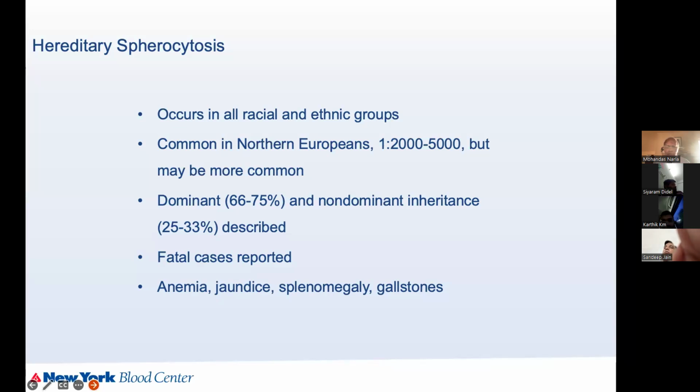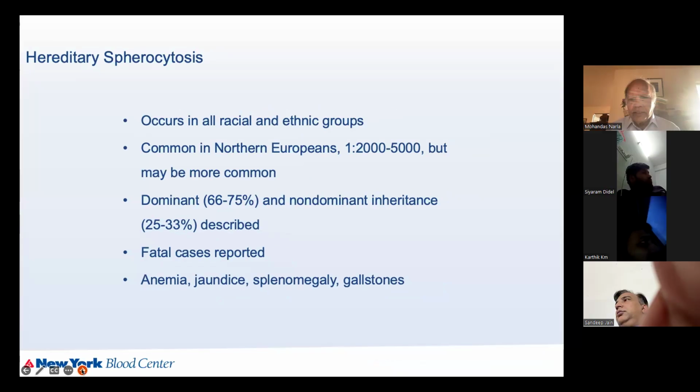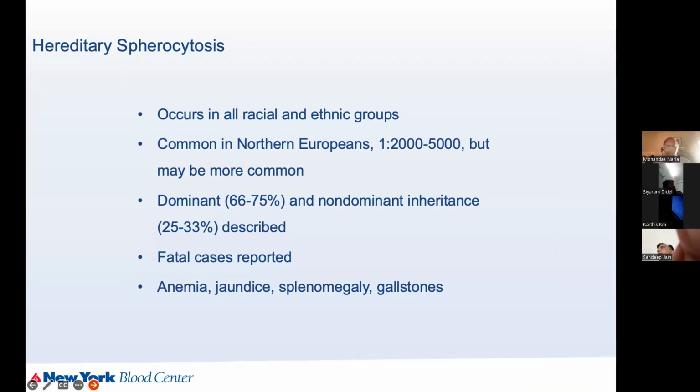Anemia, jaundice, splenomegaly, and gallstones are a constant feature of hereditary spherocytosis. In fact, in some individuals, no diagnosis is made till they are 30 or 40 or 50 years old because of gallstones. And then people do the testing and show that, in fact, they have mild forms of hereditary spherocytosis.